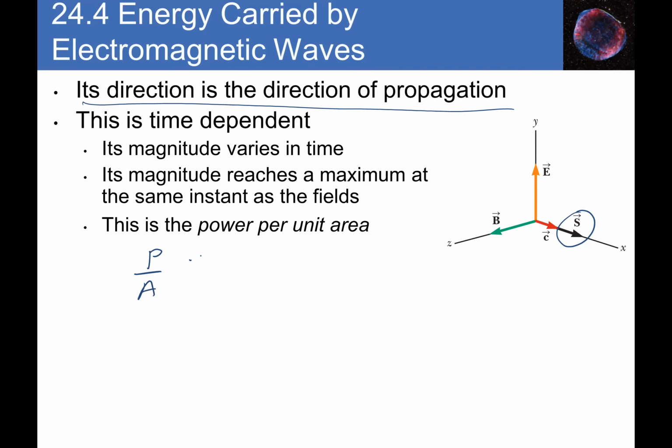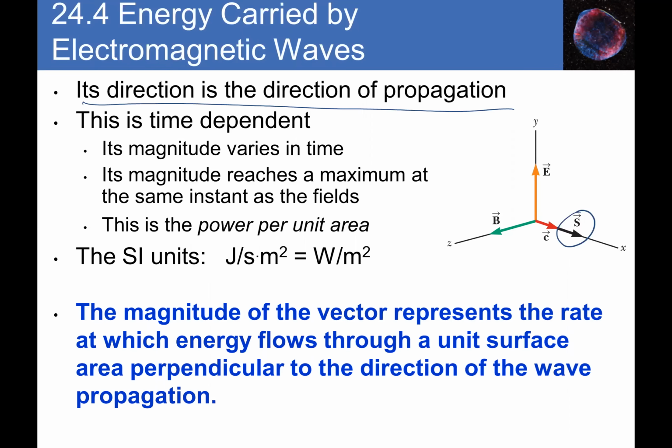That means it's watts per meter squared, where the watt is the unit for power and meter squared is the unit for area. Remember, a watt is joules per second, so it becomes joules per second times meter squared. So the magnitude of the vector represents the rate at which energy flows through a unit surface area perpendicular to the direction of the wave propagation.